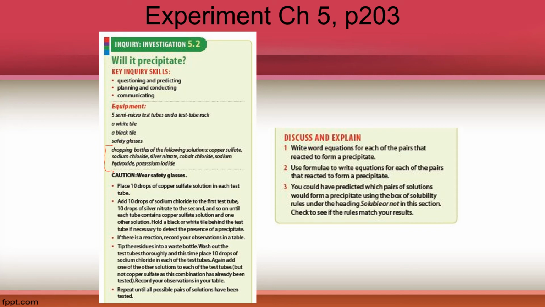All right, and so for the first one, for example, we have copper sulfate, and then we're adding sodium chloride. So you've got to put the equation together. What do we have? Copper sulfate plus sodium chloride will react to produce, and then they're basically going to swap. Copper chloride plus sodium sulfate.